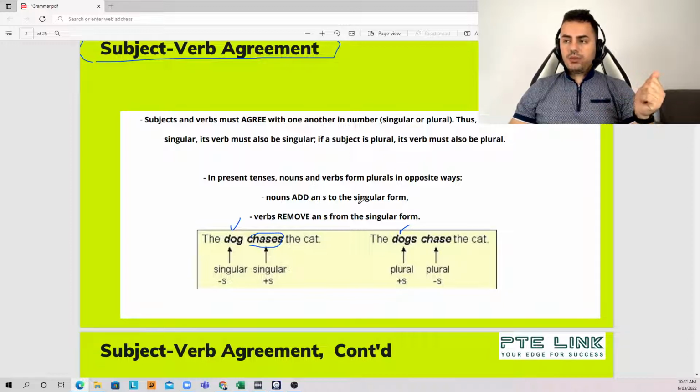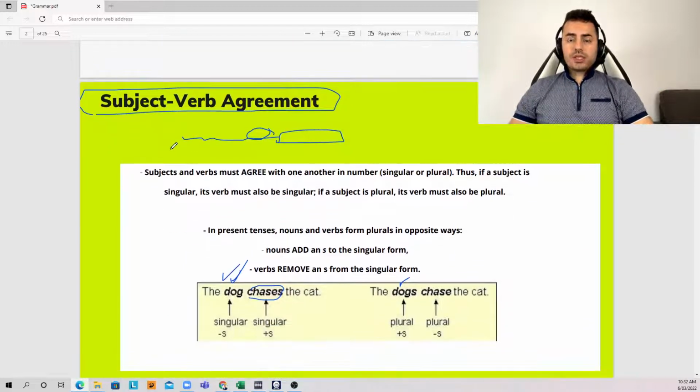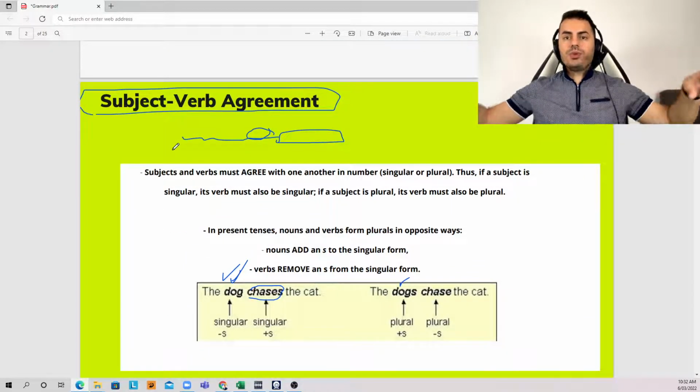How could this help you in the exam? Very simple. If you get some writing here and you have an empty gap, and if this gap must be filled with a verb, check the subject. If the subject was singular, then you are looking at the options for a verb with S.